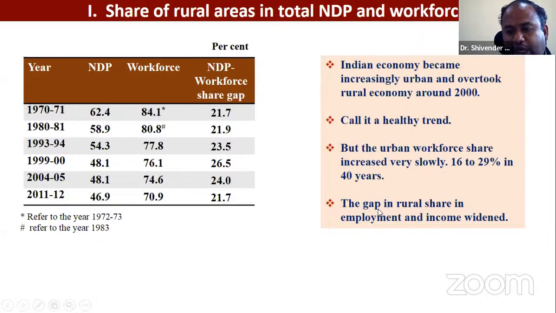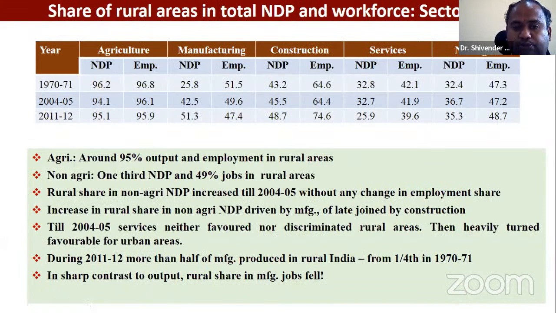So here you can see the gap in the rural share in employment and income has widened over a period of time. Economic theory says that it is good to see a declining share of rural areas in output and workforce, but there is a deviation in the decline in the share of output and the workforce. That gap should decline over time, but it could not, and that is a problem in the employment sector in rural areas.